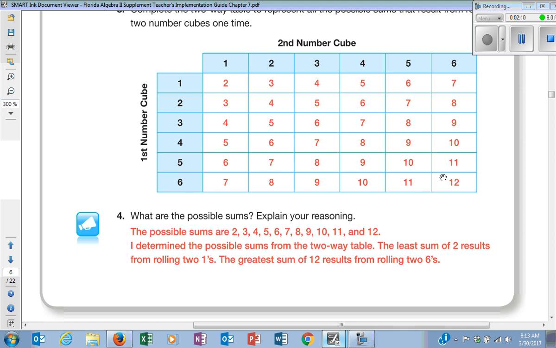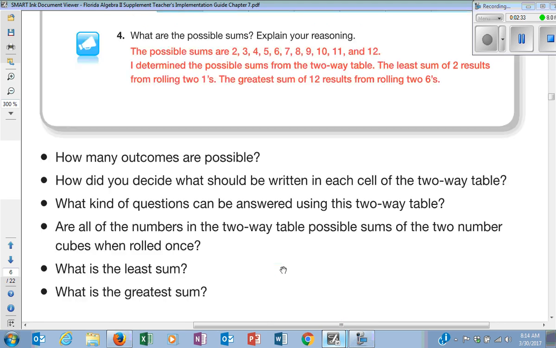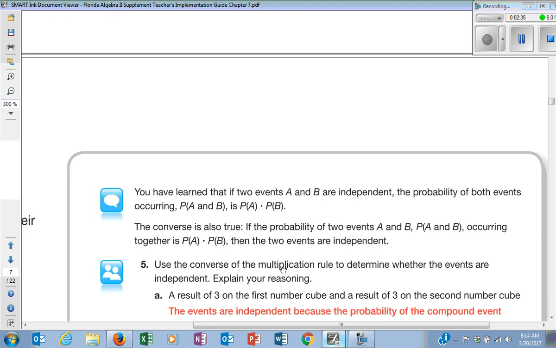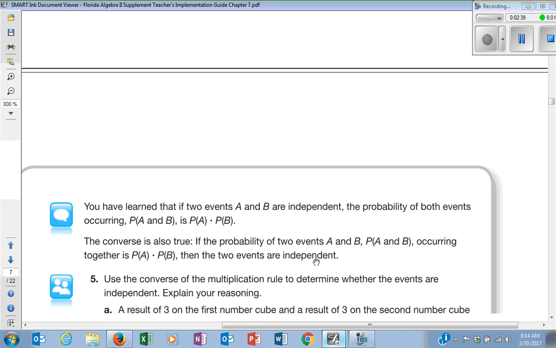Make sense? The sums. What does sum mean? Add them up together. So 1 and 1 is 2, 6 and 6. So what are the possible sums? 2 through 12, correct? Okay. Now, please understand what this is telling us.